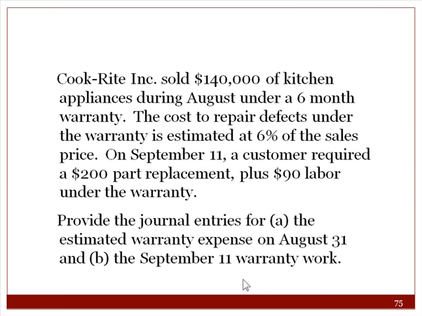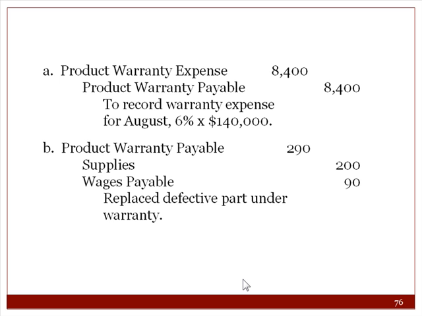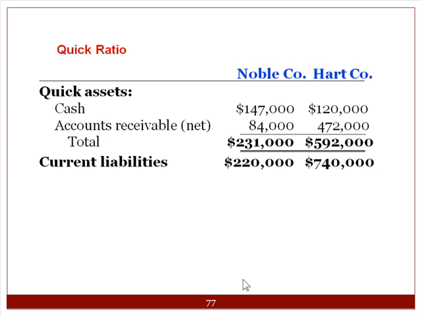So here's Cook-Wright Inc. sold $140,000 of kitchen appliances, and we're going to provide journal entries for their estimated warranty expense. Here's our product warranty expense at 6% of the sale. Then when they come back and they replace the defective part, it comes out of product warranty payable, supplies, and wages, because it was supplies and wages.